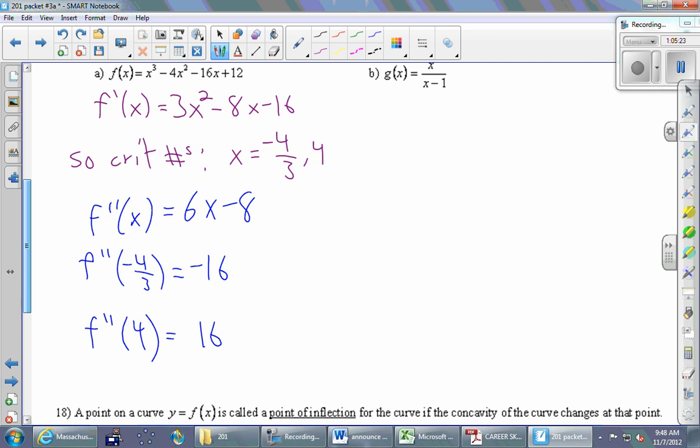Okay, so here's our conclusion. -16 is negative. And if your second derivative is negative, it means concave down. What kind of a point are you looking at? That's a max. So x equals -4/3 is a max. It's the same thing that we got before, but we avoided that whole sign chart for the first derivative. And 16 is positive. Second derivative positive means concave up, and if you are concave up, you are sitting on a min.